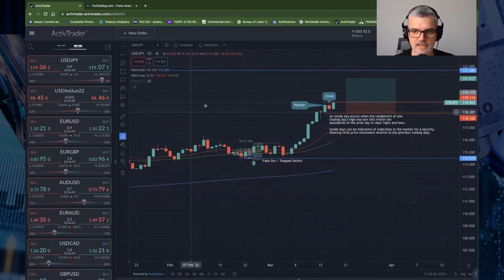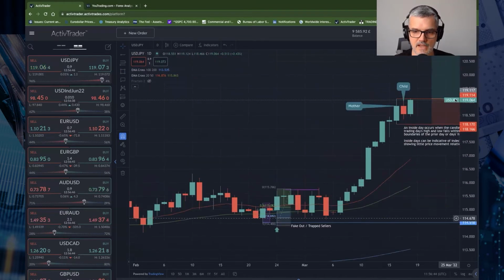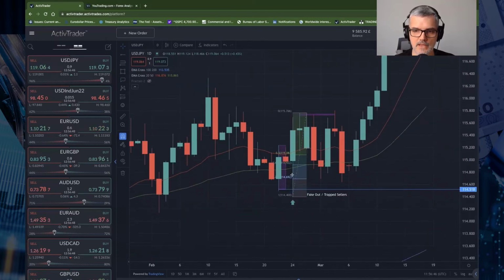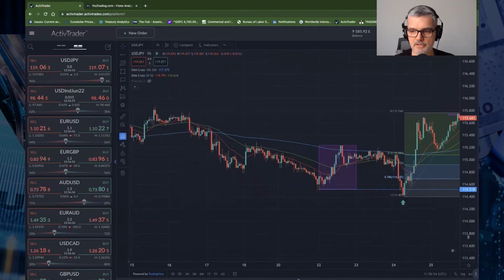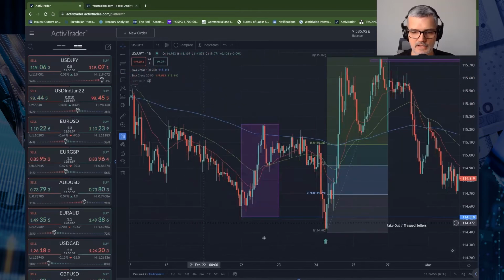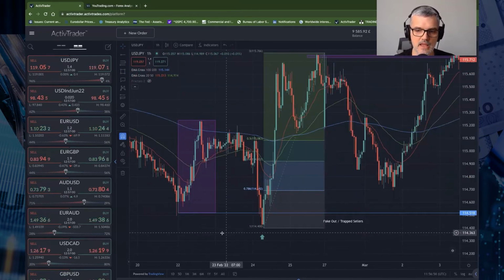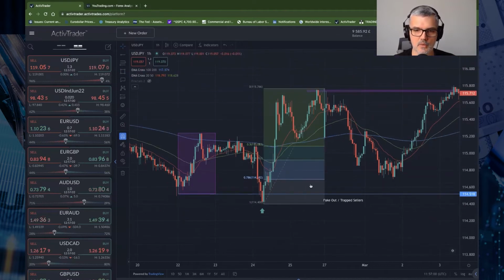However, like I said, there is a chance we get faked out and trapped. So how do we mitigate that? Well, if we go down to an hourly chart and take a look at what actually happened. Like I said, we're in an uptrend since September 2021. This is February 2022. We had the mother candle here from the 22nd.